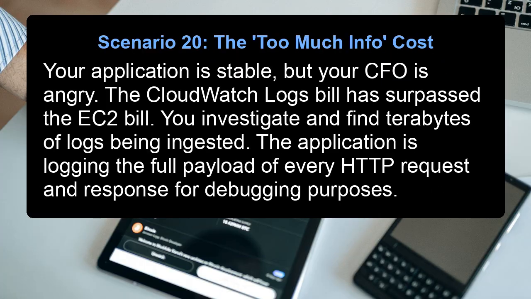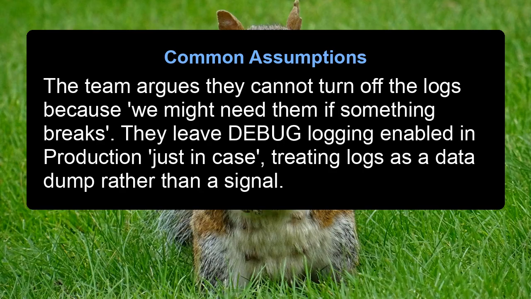Scenario 20. The too much info cost. Your application is stable, but your CFO is angry. The CloudWatch logs bill has surpassed the EC2 bill. You investigate and find terabytes of logs being ingested. The application is logging the full payload of every HTTP request and response for debugging purposes. Common assumptions. The team argues they cannot turn off the logs because we might need them if something breaks. They leave debug logging enabled in production just in case, treating logs as a data dump rather than a signal.